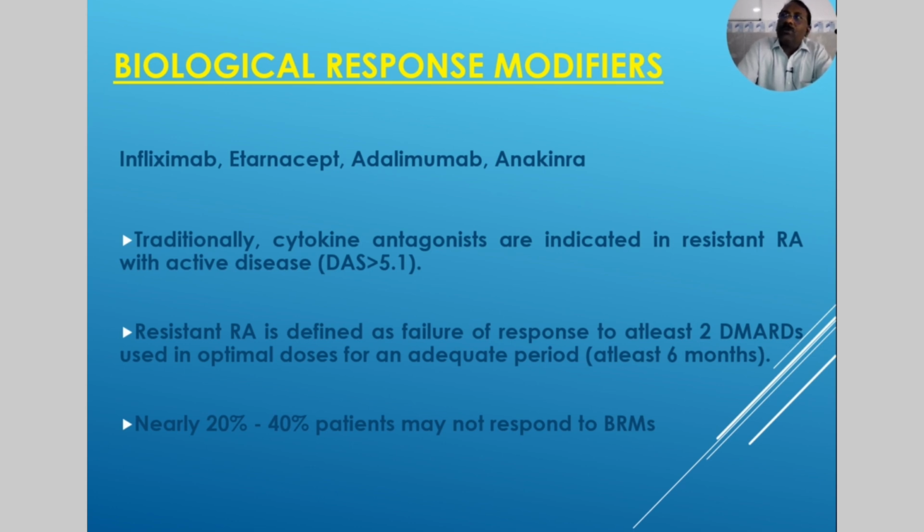I am damn sure that most of our RAs are resistant RAs. Even if you use 3 drugs, in most of the cases I use 3 DMARDs, still the patients are having active disease, a lot of erosions and a progressive disease. So there is always a role to use these biological response modifiers in our population. Nearly 20 to 40% of patients may not respond to the BRMs. Even though you prescribe the biologicals, in some people they may not respond. But this is not that high, maybe 10 to 20% of the people may not respond to the biologicals also.